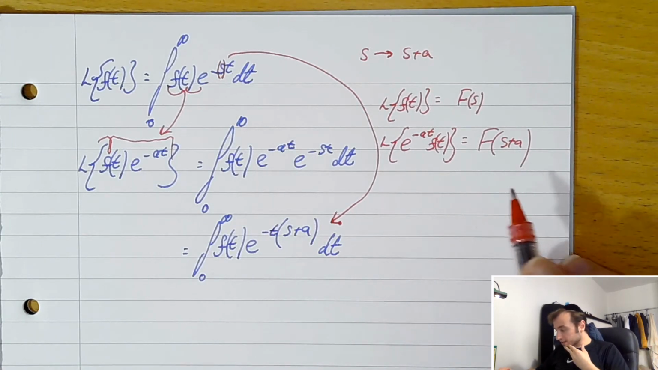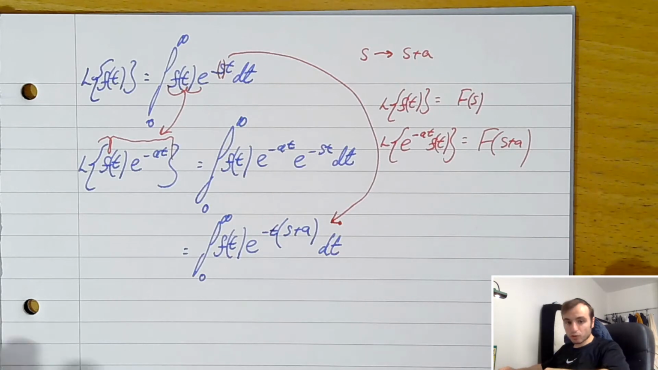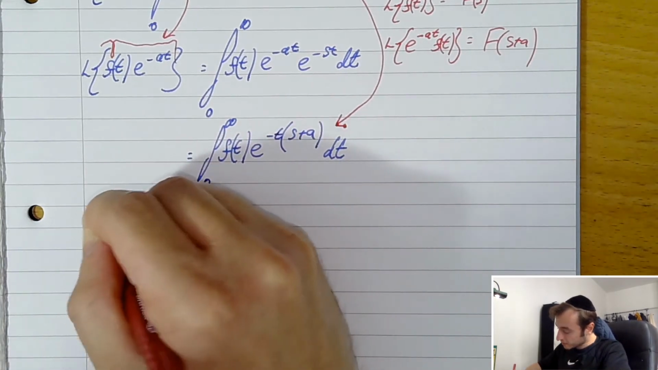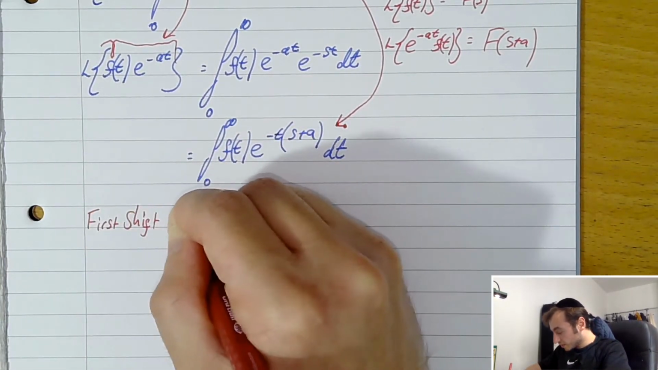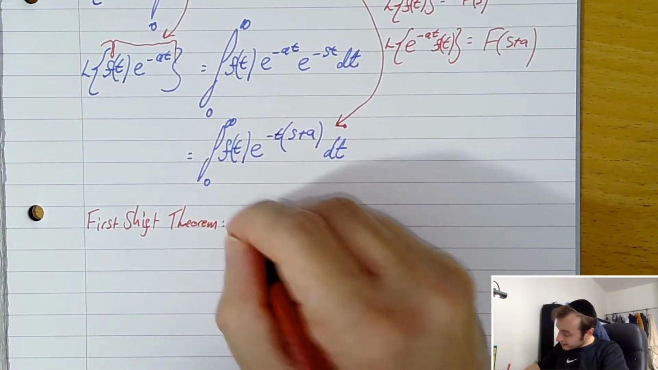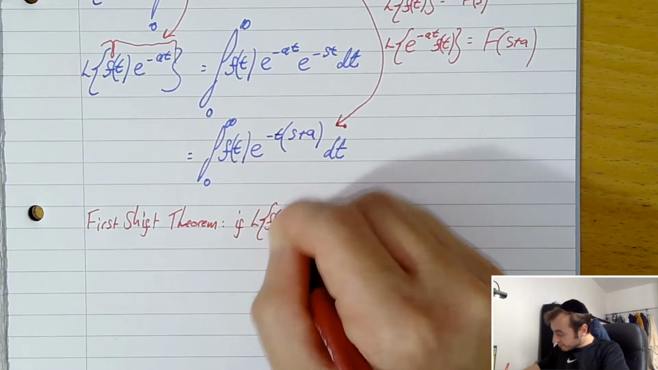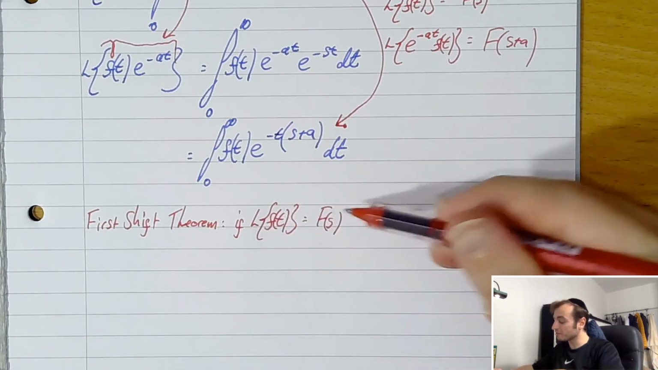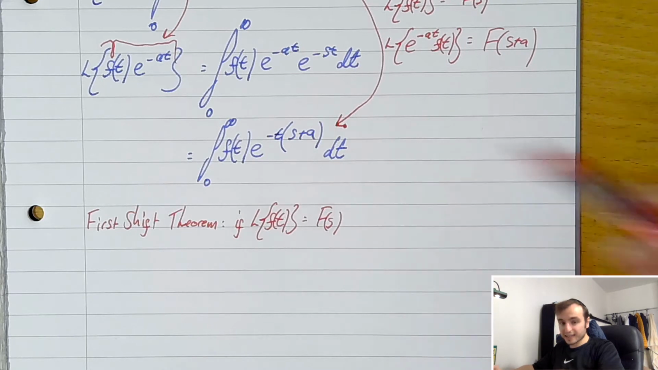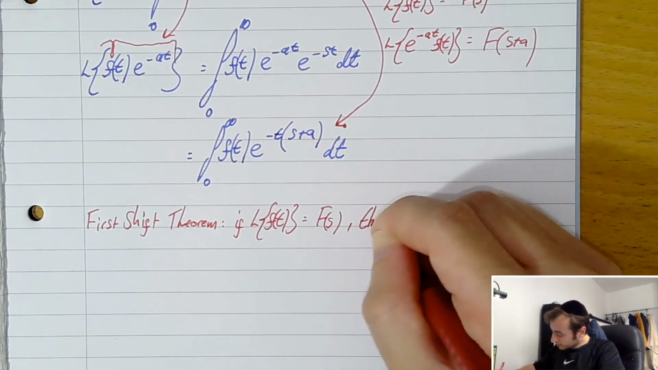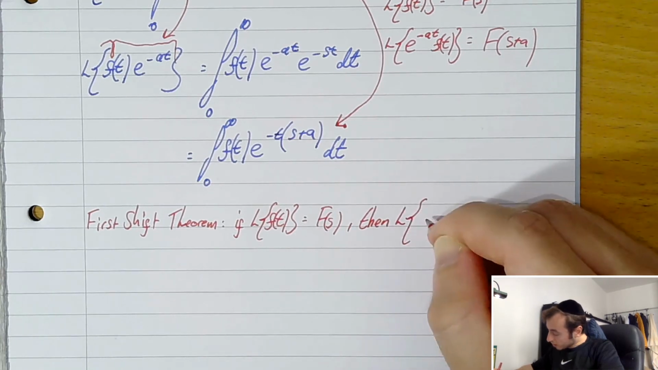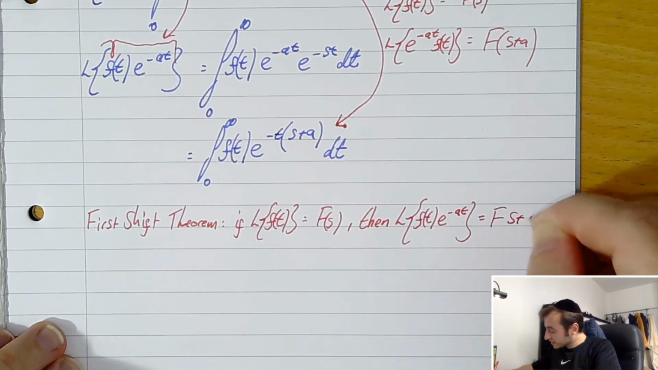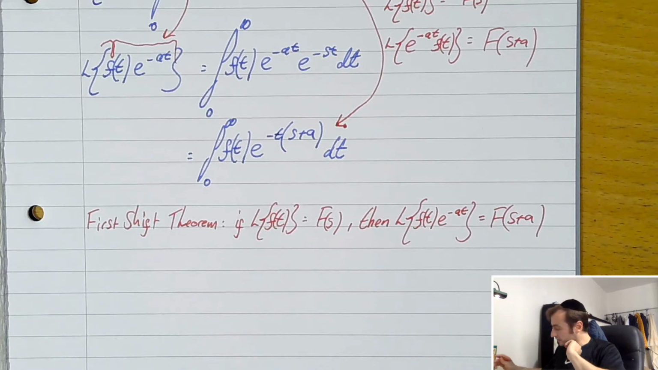So that's really all there is to the first shift theorem. Stated more formally, the first shift theorem would state that if the Laplace transform of f of t equals F of s, that's normally how we abbreviate the Laplace transform of a function, then the Laplace transform of f of t times e to the minus at would equal F of s plus a. And that's all there is to it.